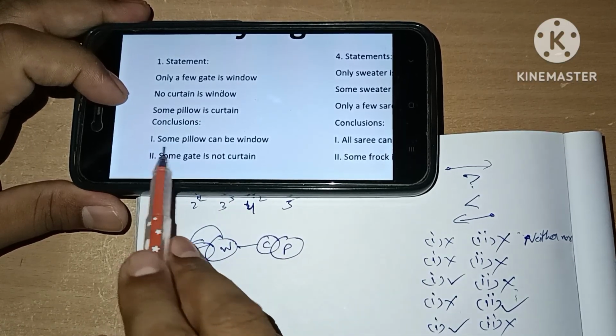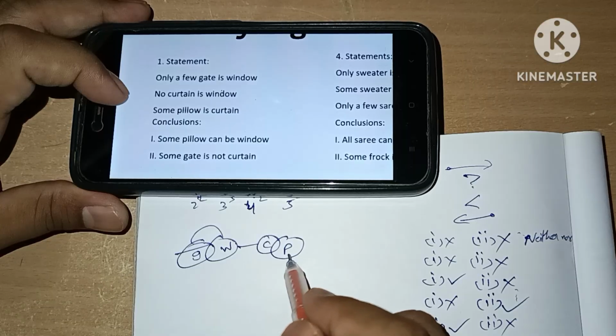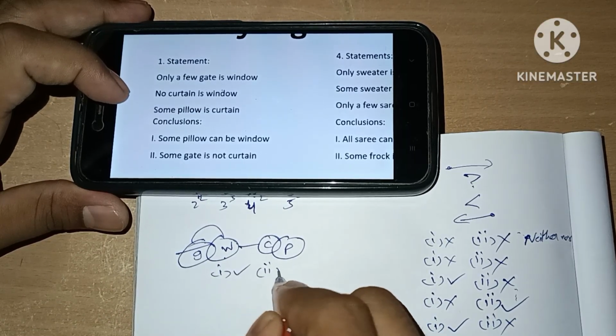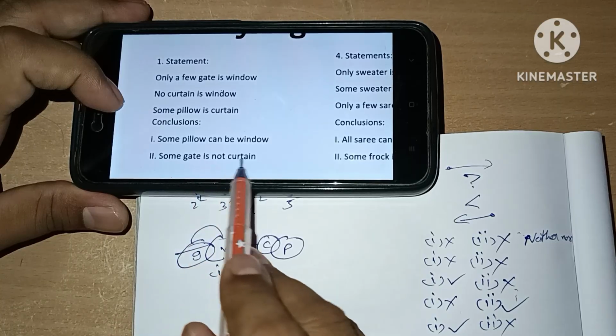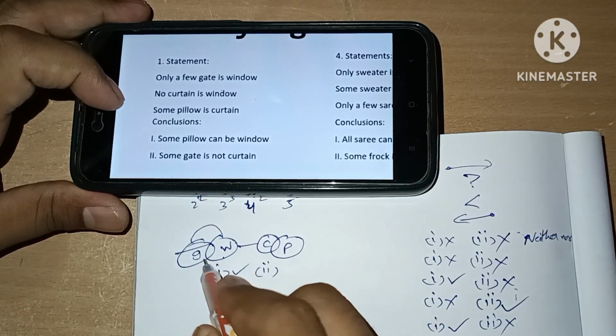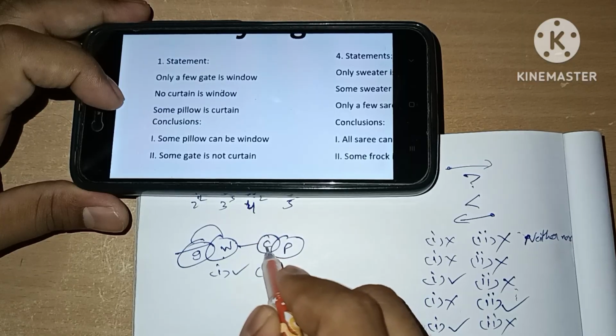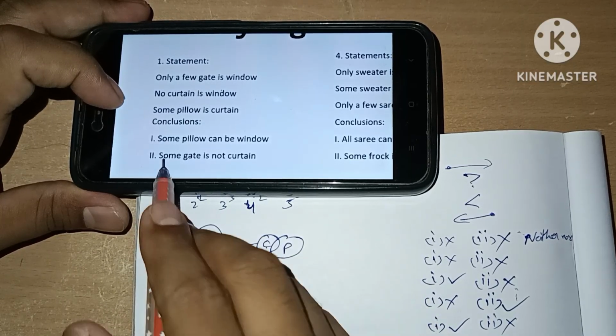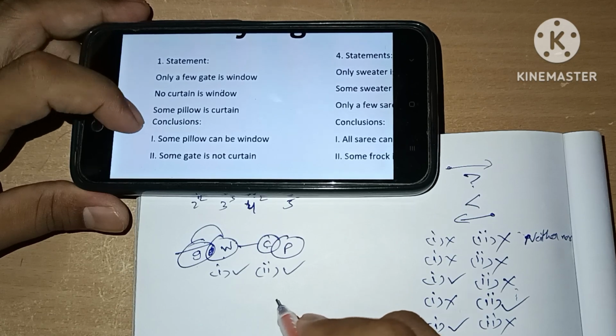Let's see the conclusions. Some pillow can be windows. Some part of pillow can share with window. Yes, it is possible. So the first conclusion is true. Second conclusion, some gate is not curtain. Here we say not, so we check whether all gate can be curtain. All gate can be placed inside curtain. It is not possible because of this part. So when the all case fails, the some not case will be true. Next, second question.